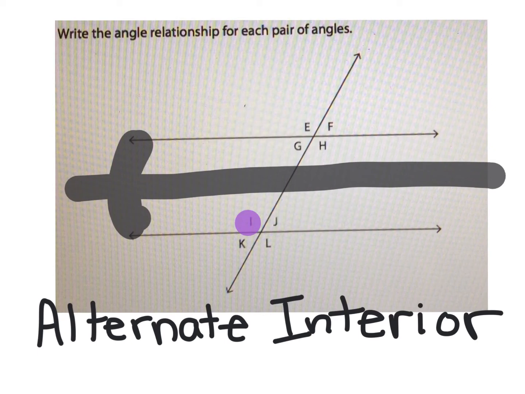But it's going to be alternate of it. So it's going to be opposite. So H is going to be the opposite to I. And if you look at both of those angles, they are both obtuse angles and would be congruent in measure, exactly the same size. The other pair would be G and J.